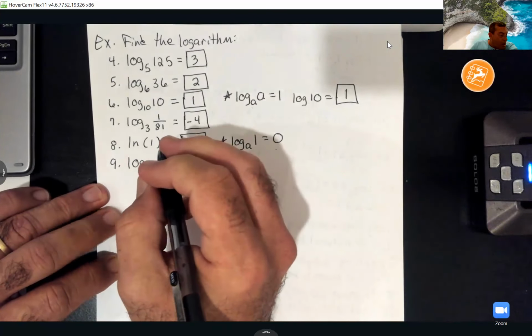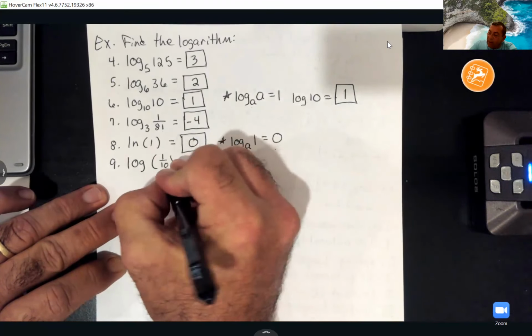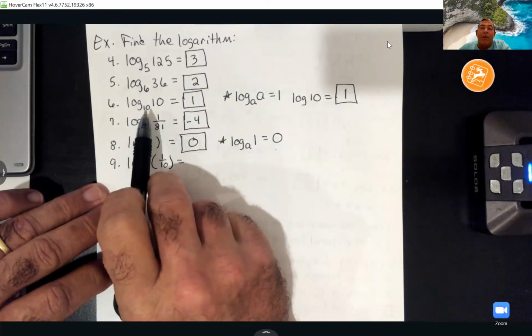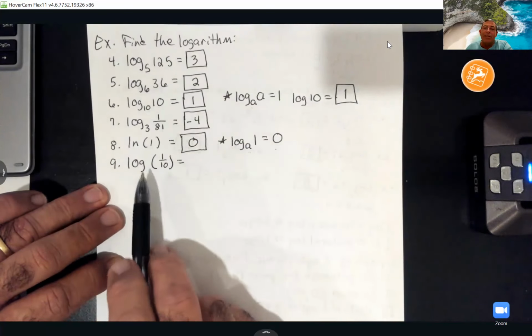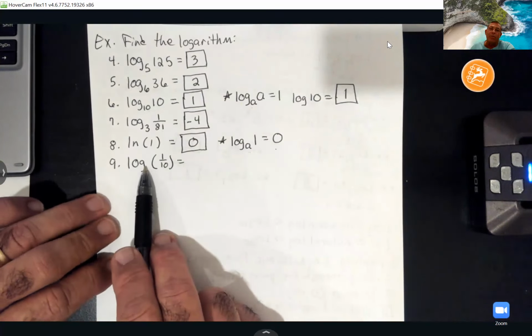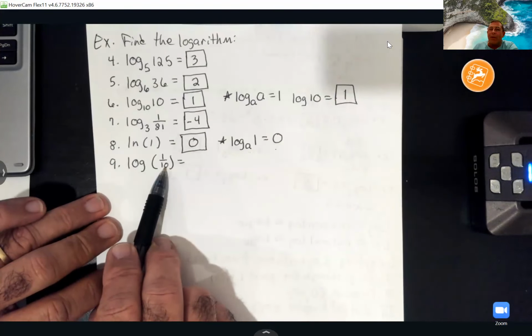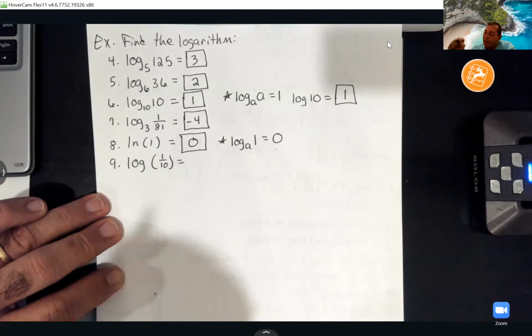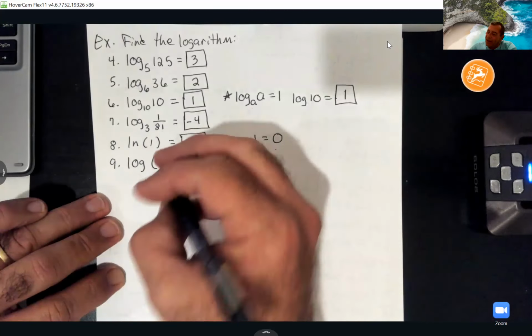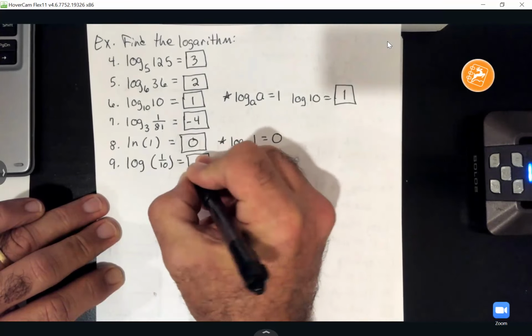All right, y'all, log of 1/10. So notice up here, they wrote log base 10. On this one, they didn't write the 10, but it's still a log base 10. So this one we could do on the front of the calculator also. And that's a fraction. So remember, since it's a fraction, y'all got to get me a negative exponent on that. That'll be -1.